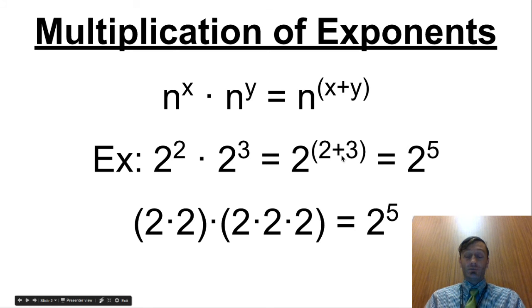And you can see that because right down here I've got five 2s. 2 times 2 times 2 times 2 times 2. 2 to the fifth. Real simple.